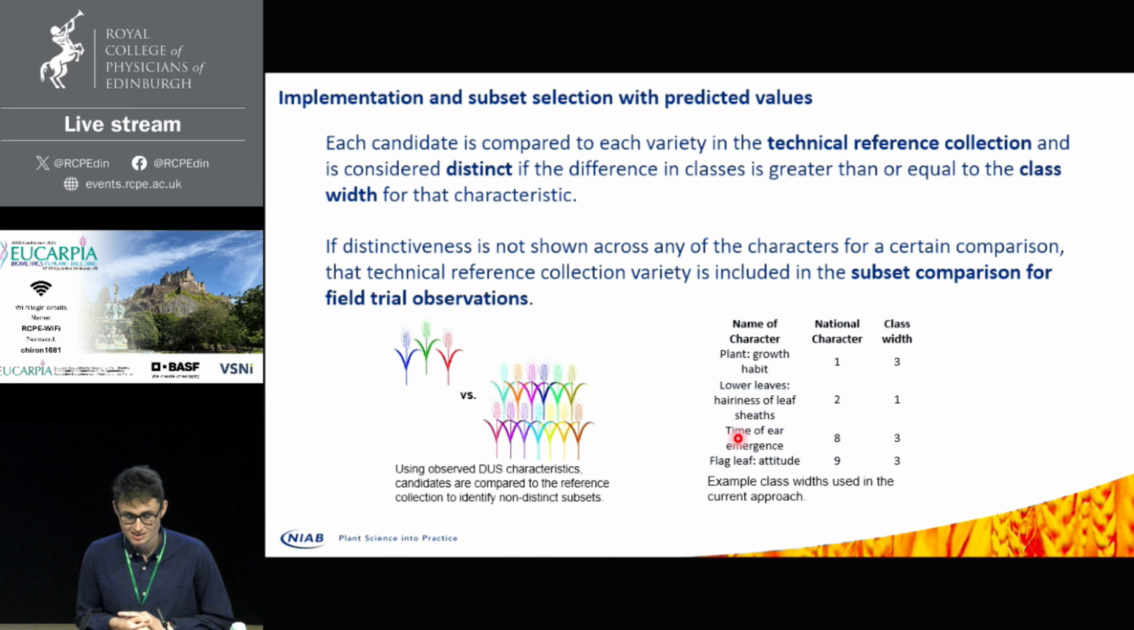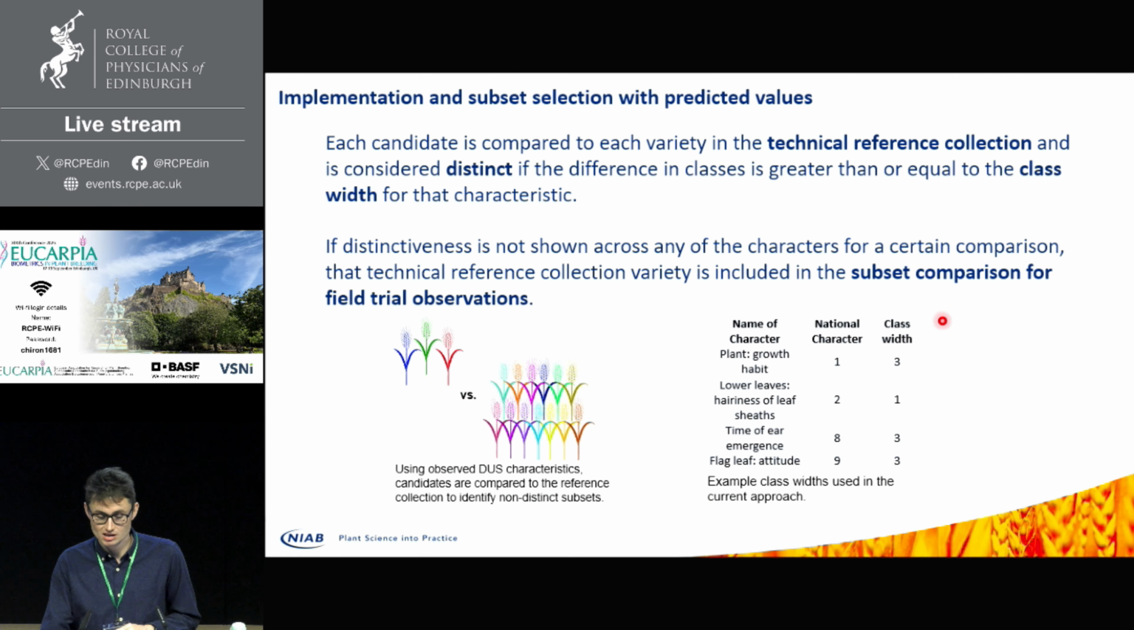So in the current process, each candidate is compared to each variety in a technical reference collection, and is considered distinct if the difference in classes is equal to or greater than the class width for that character. These are some example class widths, and this is how the distinctiveness approach accounts for some of the variability in traits which are low heritability and more continuous, before calling distinctiveness.